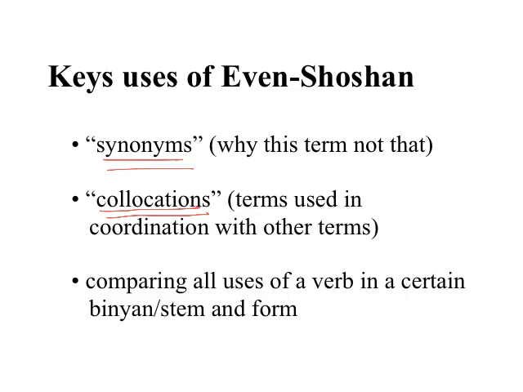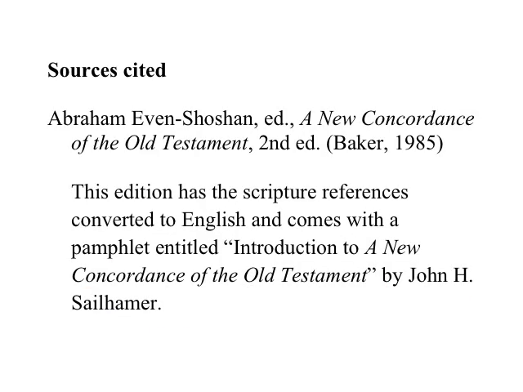Collocations is super helpful because even a person very adept at using a computer program with Hebrew databases may not always know the right question, whereas some of the work is prearranged at the beginning of the entries for Even-Shoshan to see when terms are used together. And then again, comparing all uses of a verb in a certain binyan or form. These are 3 ways that Even-Shoshan's Concordance can help us with particular exegetical issues we have when we study the Scriptures. 2 final notes.